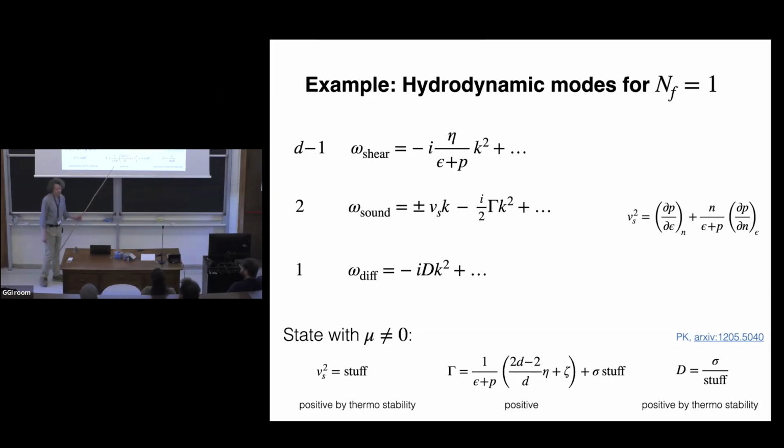Now, for the sound wave, the situation is again similar. Positivity of sound damping does not relate to any new thermodynamic stability conditions. Once you have positive speed of sound squared and positive E plus P, then this is also going to be positive, because the stuff that sits here is some horrible combination of derivatives, but it's always going to be positive regardless of whether you are thermodynamically stable or not.